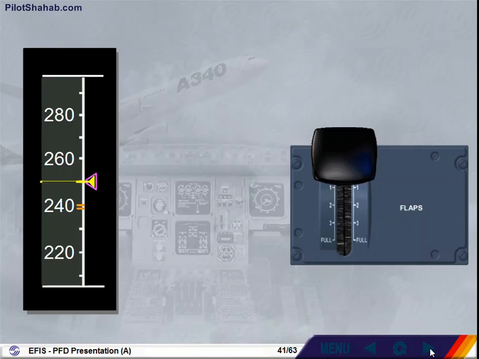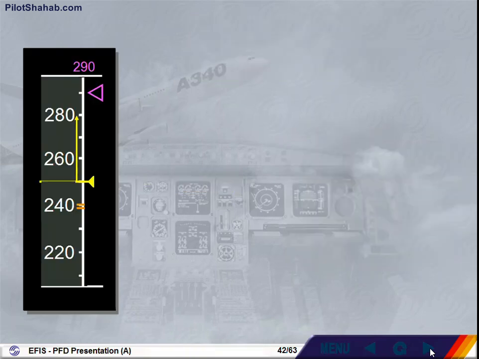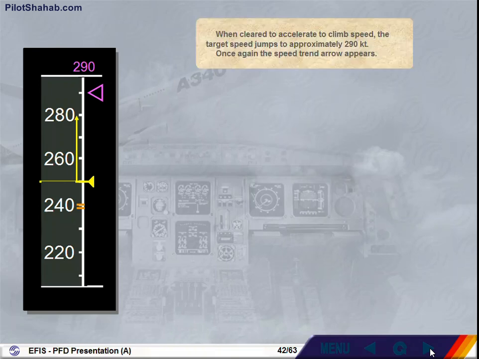After flap retraction, the aircraft is clean. The aircraft stabilizes at 250 knots. Notice that the target speed is in line with speed reference line. When cleared to accelerate to climb speed, the target speed jumps to approximately 290 knots. Once again, the speed trend arrow appears.